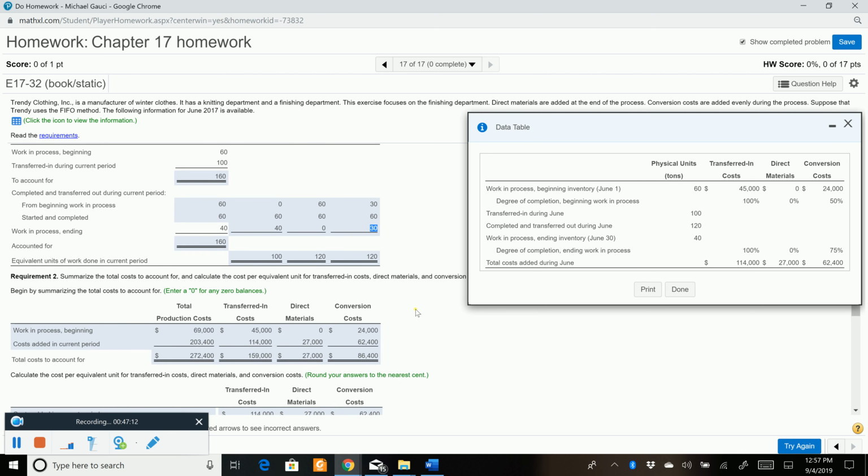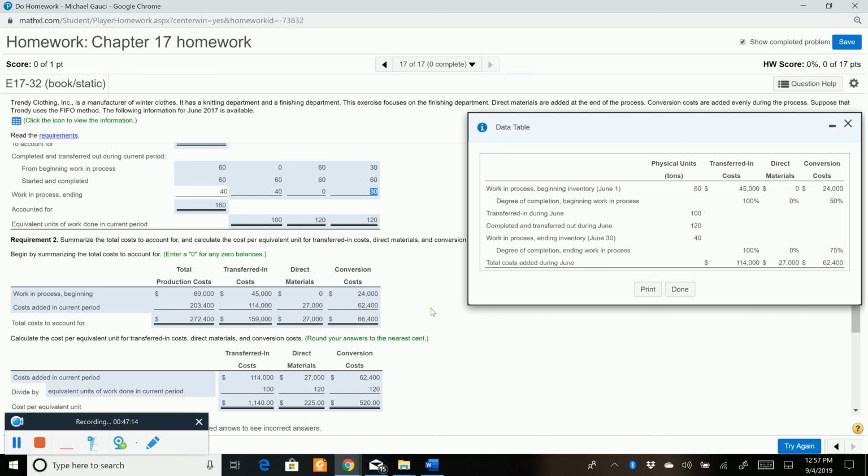So we did a lot of math there, but we basically converted our physical units to equivalent units. So our equivalent units is 100 for transferred in costs, 120 for direct materials, and also 120 for conversion costs. So after we compute the equivalent units, the next step is just basically summarize or gather all the costs that we need to account for.